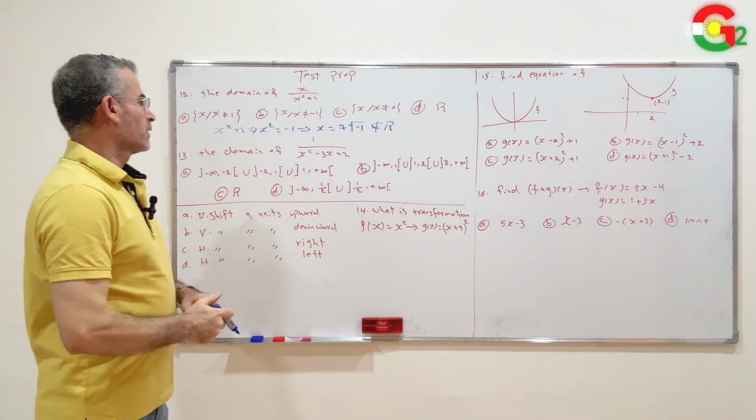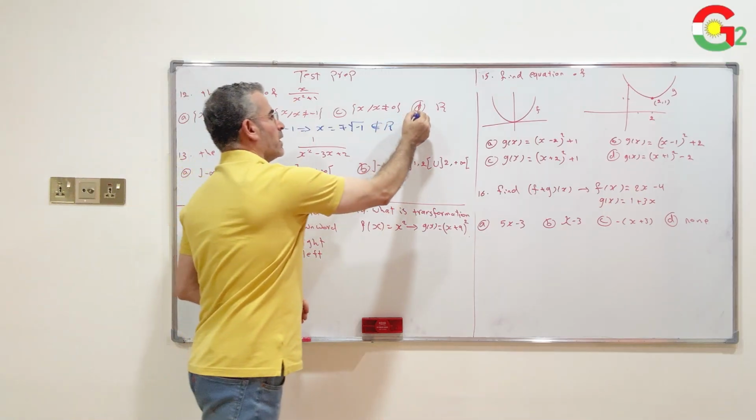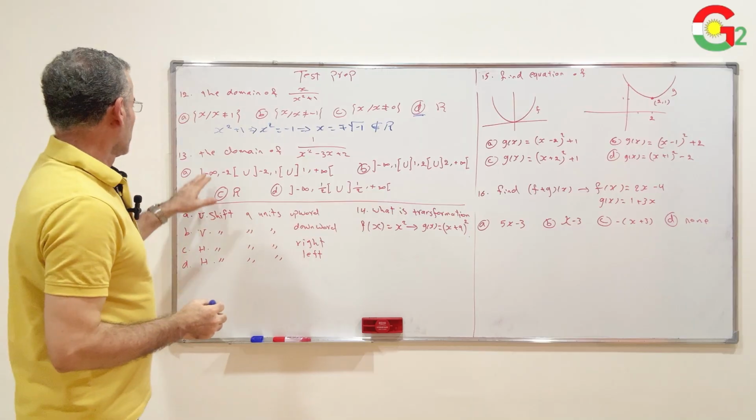Not a real number. There is no real number that makes the denominator 0. Then the right choice is all real numbers.